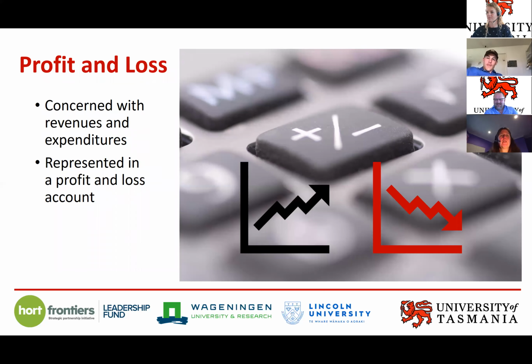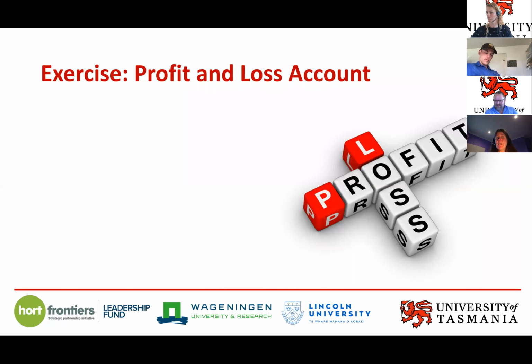Profit and loss. So this is concerned with revenues and expenditures represented in a profit and loss account. Jonathan sold more vegetables than just the ones he actually received cash for in the month of May. He also bought more vegetables than he actually paid cash for in the month of May. His revenues occurred in June as well, and also expenditure incurred in June as well. And this is represented in the profit and loss account. So we're just going to go through the same figures, but look at profit or loss.